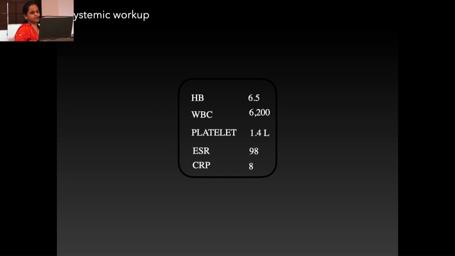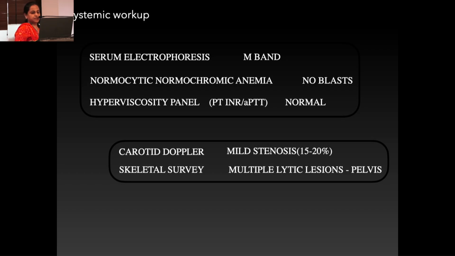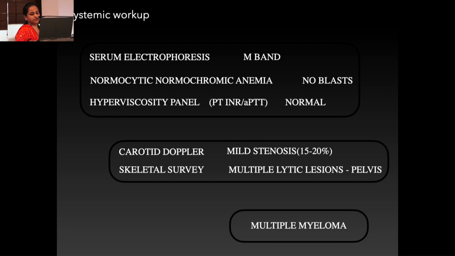His serum electrophoresis showed an M-band. Peripheral smear showed normocytic normochromic anemia. There were no blast cells. The hyperviscosity panel was normal. Carotid Doppler showed only mild stenosis, which did not account for this. And the skeletal survey showed multiple lytic lesions in the pelvis. So finally, he was diagnosed as a case of multiple myeloma, and we sent him for further evaluation and workup. Why I presented this case is that not all NVGs are PDR and CRVO.